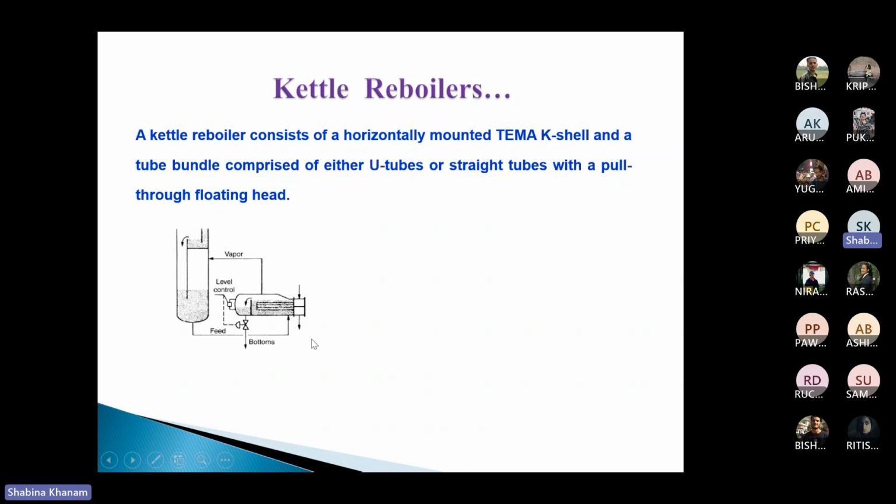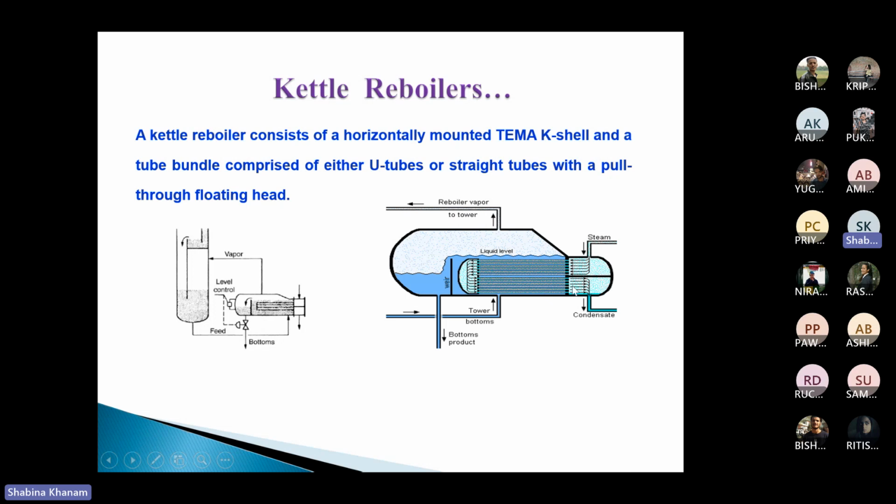Now if you consider this kettle reboiler, here I have the liquid which is available at the bottom of the distillation column. It enters from here into this reboiler. In a kettle reboiler, boiling or vapor formation occurs only on the shell side. This is the TEMA K shell. TEMA K means this type of structure. It is called the TEMA K shell.